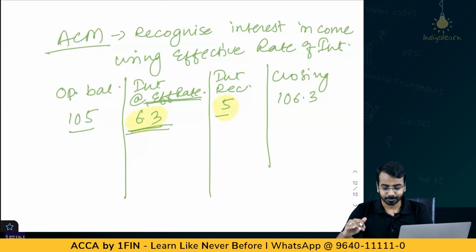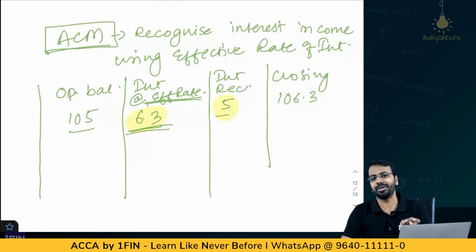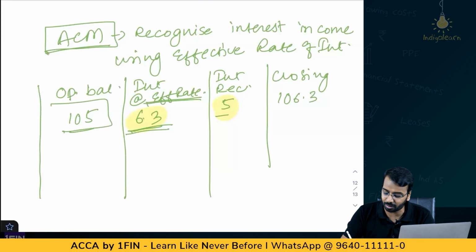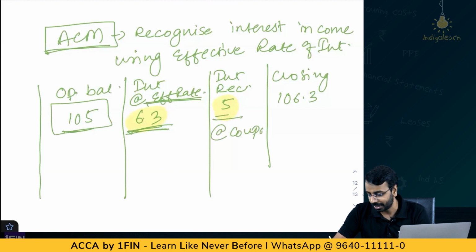So, if you are using the amortized cost method, you will have to prepare this amortization table. Can be a 2-mark question in the examination. Pretty simple and straightforward. Effective rate will be given to you in the question. You just need to know the initial cost or initial recognition amount, interest at effective rate, interest received at coupon, and closing balance. So that is the subsequent measurement, using the amortized cost method.